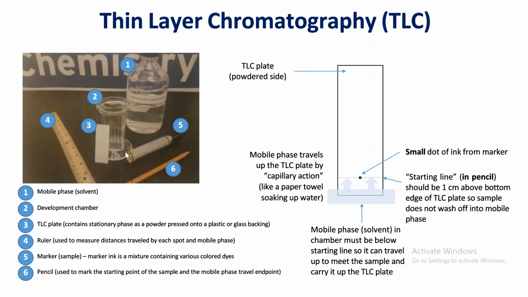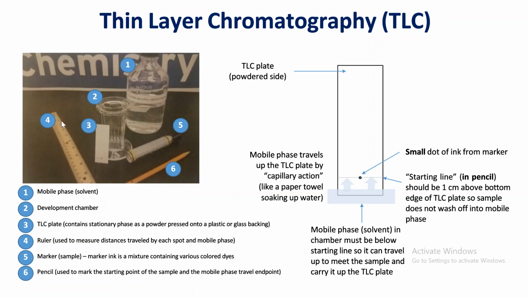Now, these are the equipment we'll be using. One, we'll be using a mobile phase, which is the liquid. Two, we'll be using the developing chamber, obviously. Number three, we have the TLC plate. Now, the TLC plate has our stationary phase as a powder on a plastic or glass backing.